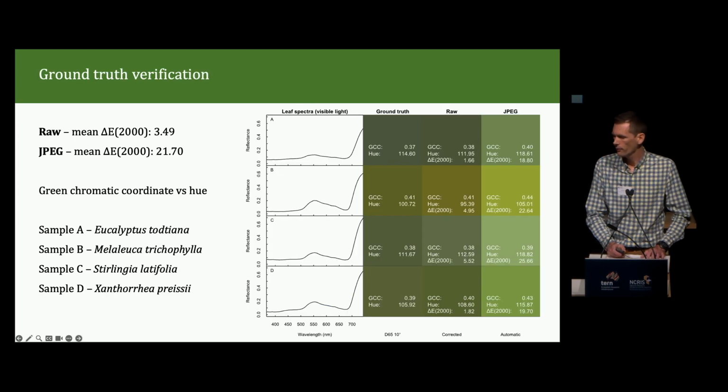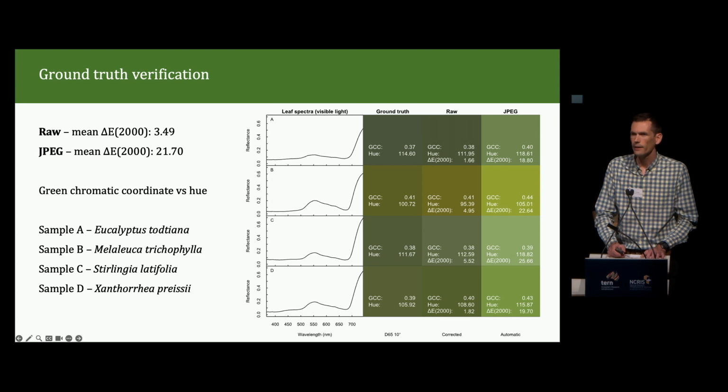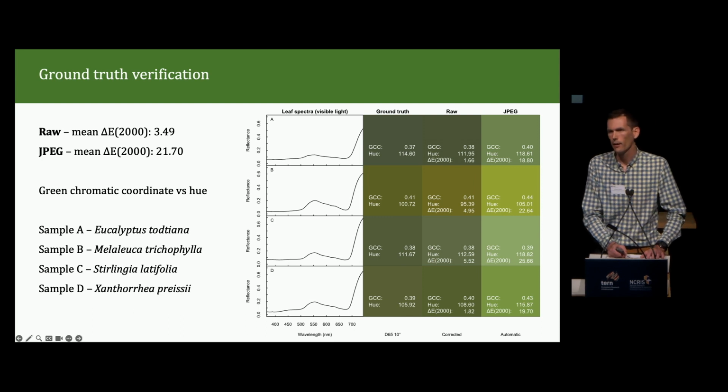So for my ground truth verification, I used a metric called delta E 2000, which is basically a measure of colour difference, where 0 means the colours are the same, and 100 means that they're opposite. So I measured 4 different plant species.